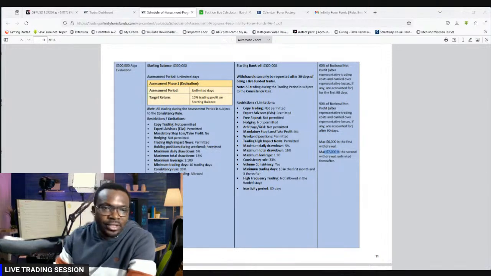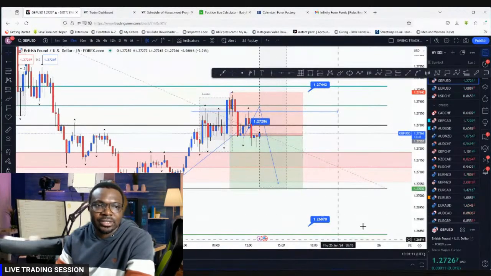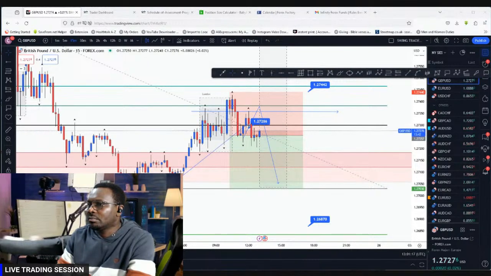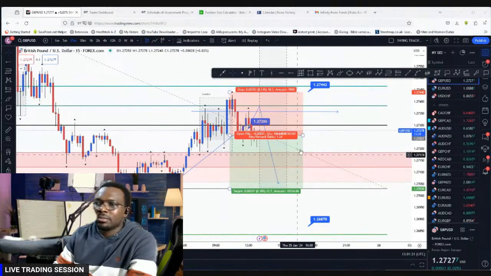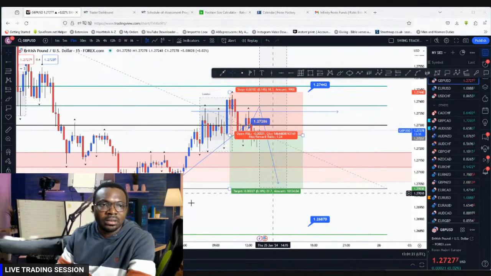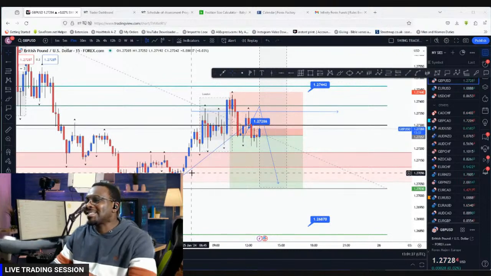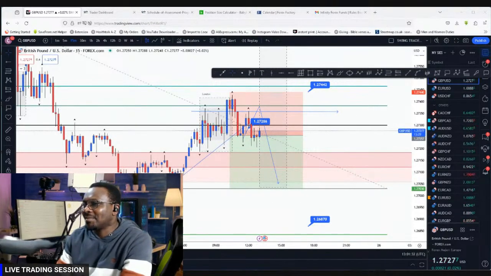All right, a few minutes to the news, and we can see the market is playing around crazily. It's trying to push up. News is coming, and it's crazily spiking up and down. Look at that.